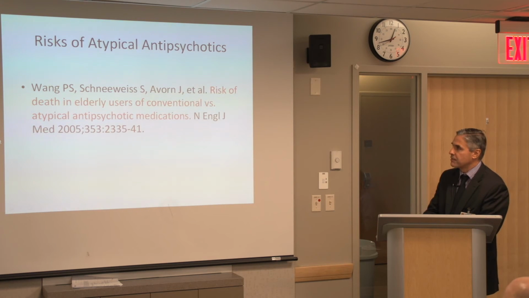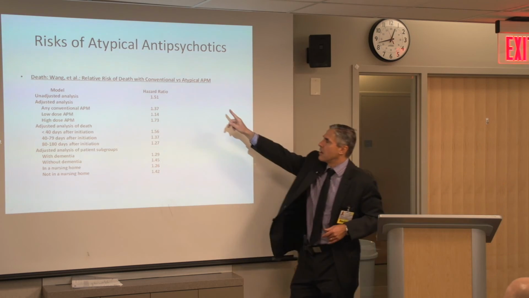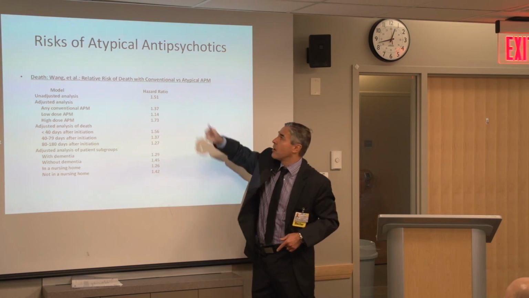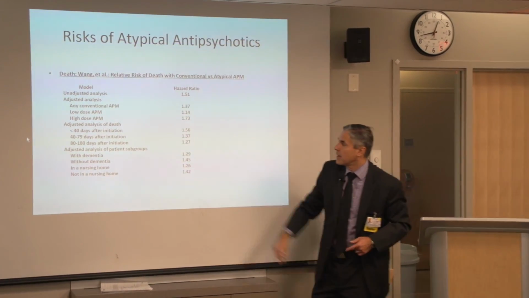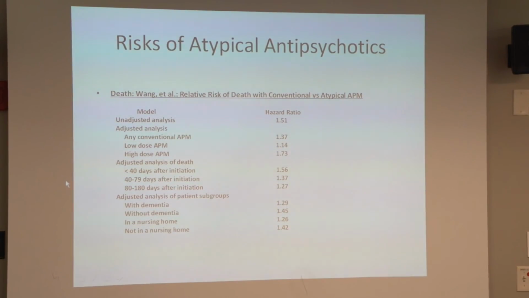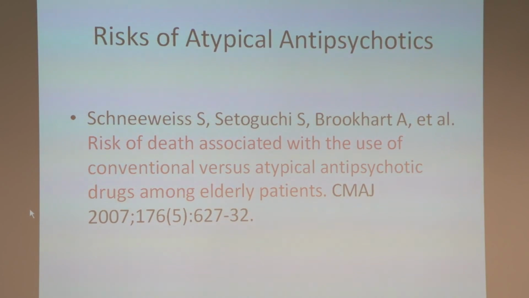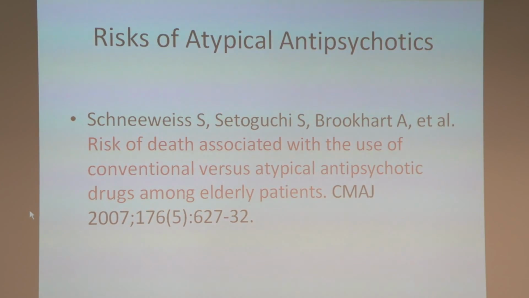Not a safer alternative. A couple of epidemiologists then looked at this in a more general sense with huge numbers of patients. This study had like 40,000 patients in it over a 10-year period, and it compared your risk of dying on a conventional antipsychotic versus an atypical. Across the board, the conventional antipsychotics conferred a higher mortality rate than the atypicals. Schneeweiss replicated this in British Columbia, looked at 90,000 patients, and found the same thing.